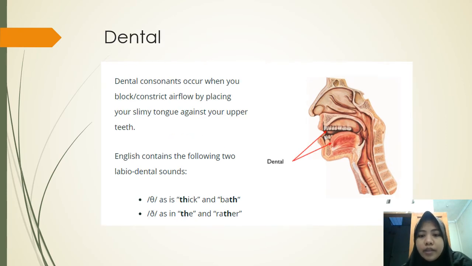Next we have dental. How about dental then? In dental consonants, you block the airflow by placing your tongue against your upper teeth. Th, th. Okay, you can find it, and you may try it to feel how you place your tongue against your upper teeth.